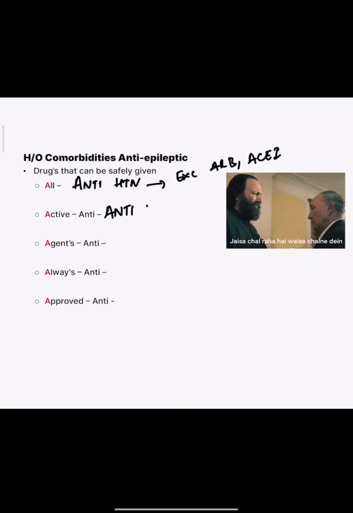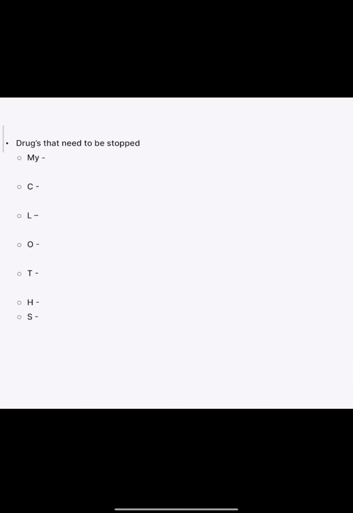Next is what, guys? Anti-anginal medications. Yes, we need to continue anti-anginal medications. Next is what? Anti-lipidemic or anti-dyslipidemic medications. Atorvastatin, rosuvastatin can be continued. Next is what, guys? Anti-epileptic can be continued. Next is anti-thyroid medications, which can be continued before surgery. These are the medications that can be continued, and there are some medications which need to be stopped before surgery.